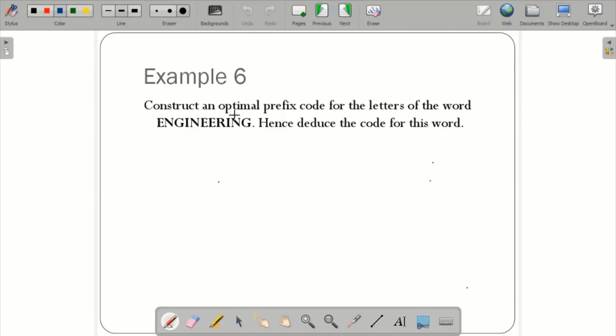Example 6: construct an optimal prefix code for the letters of the word "engineering" and deduce the code for this particular word. We will solve it in a similar way to the previous example, but here the word is "engineering". How many times each letter is repeated represents the weight. So we write the given word.